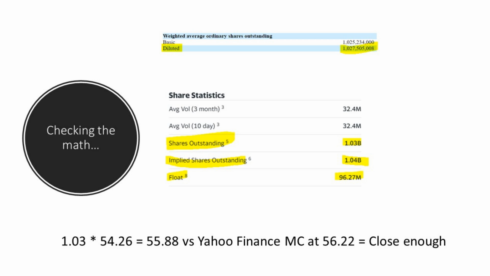And then this bottom table here was taken from Yahoo Finance. And the reason I'm pointing this out is because with some IPOs, Yahoo will get it dreadfully wrong. So you'll want to check the math just to make sure everything's being calculated correctly.